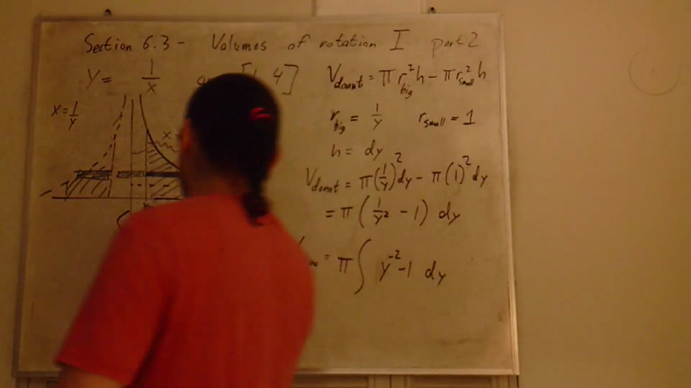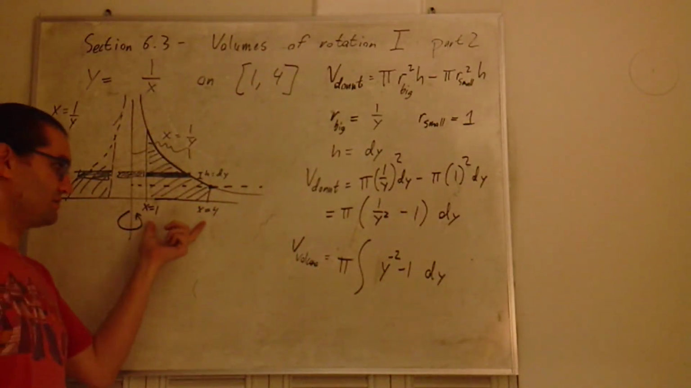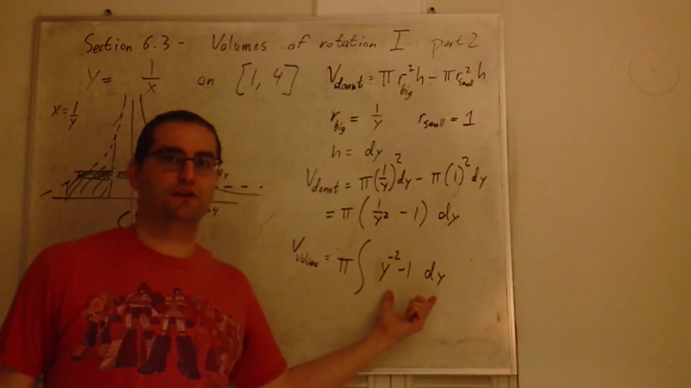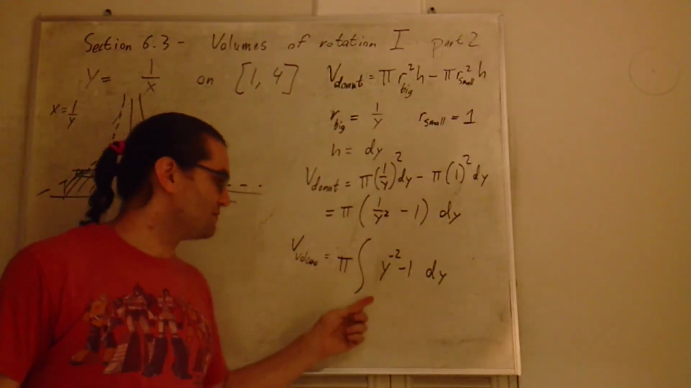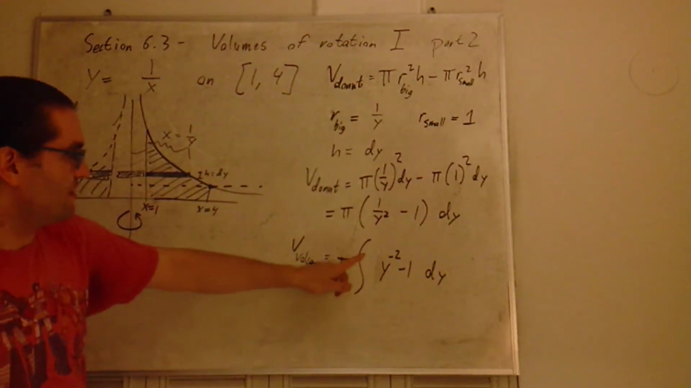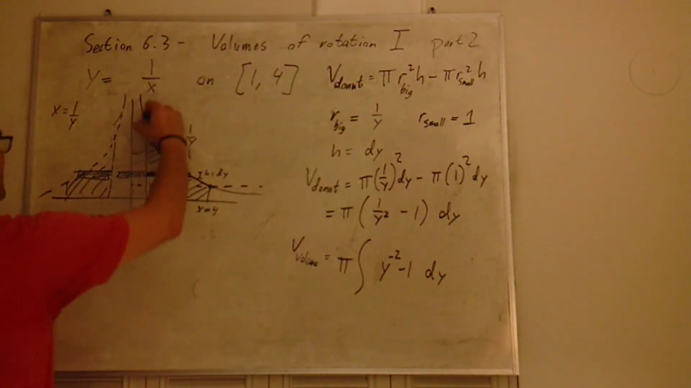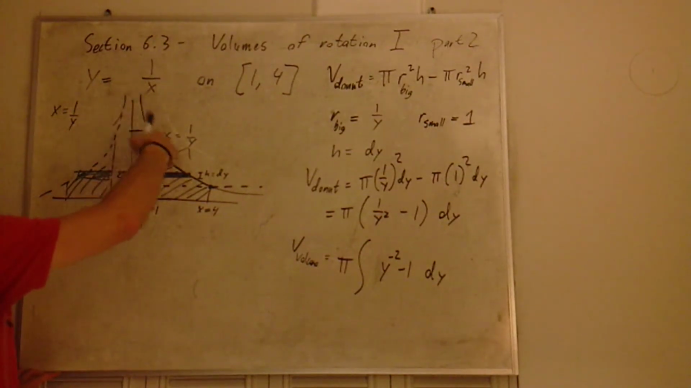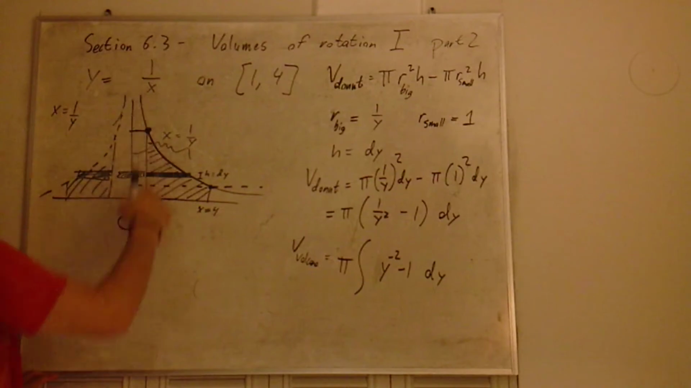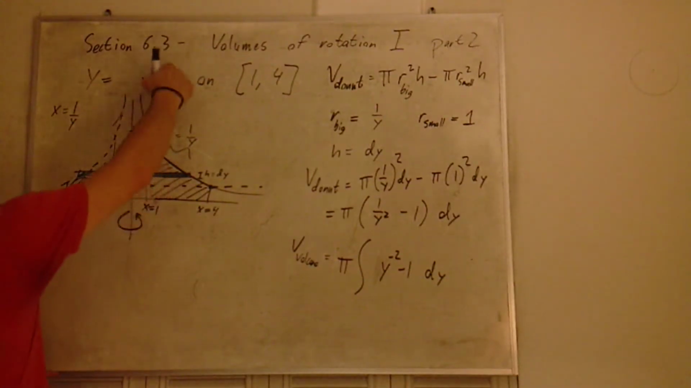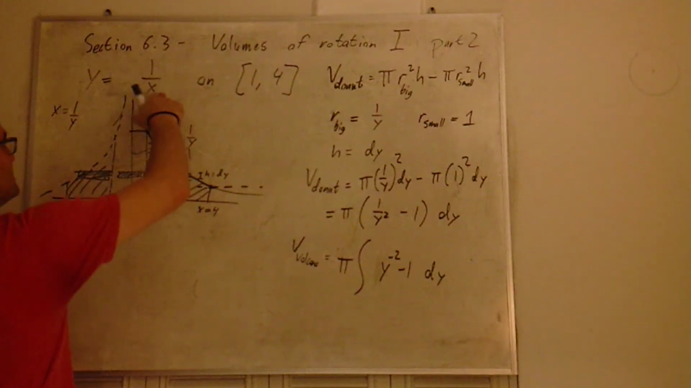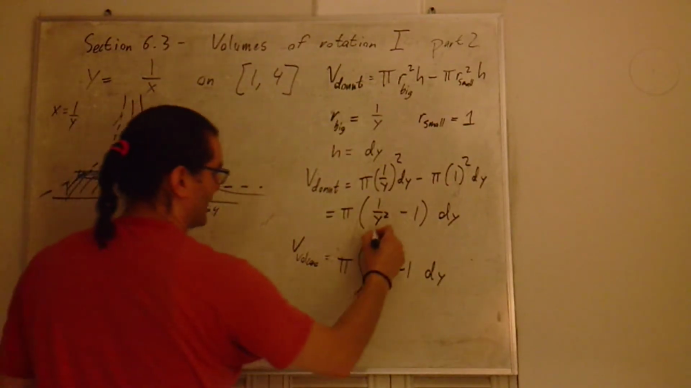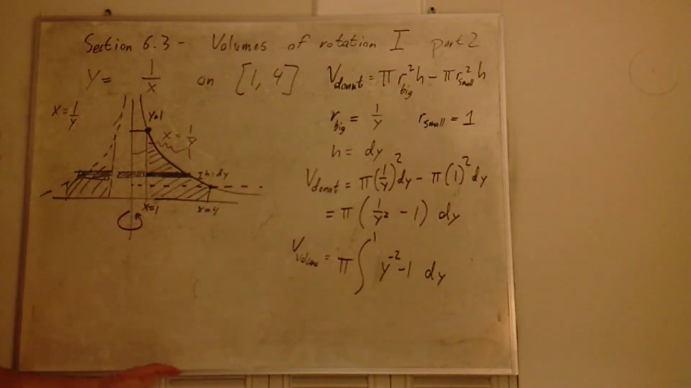We can't use 1 and 4 because those are x values. Hopefully at this point you have realized that we are not integrating on x. We are integrating on y. So we need these bounds to be y values. The top y value is this point. All I know about this point is that it's on the curve y equals 1 over x, and that x equals 1. So I can plug x equals 1 into this to find my y value, which should also be 1. And that's the top y value.